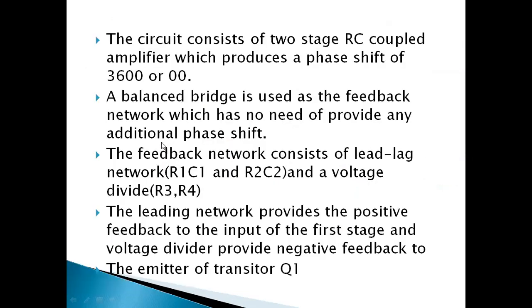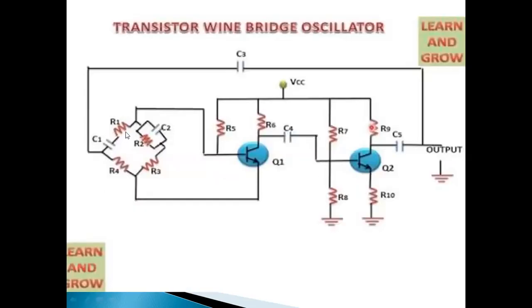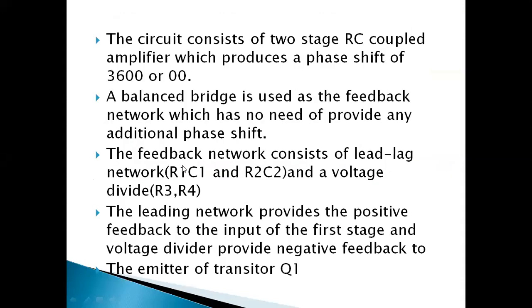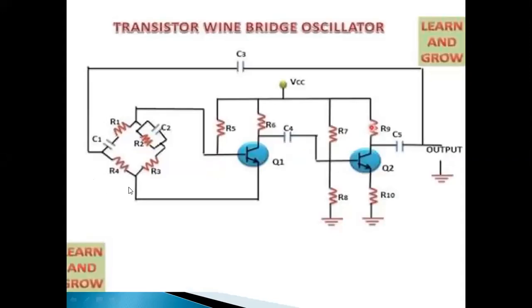Next, the feedback network consists of a lead lag network and a voltage divider. Here R1, C1, R2, C2 combination is called the lead lag network, and the R3 and R4 combination is called the voltage divider. So the feedback network consists of the lead lag network and the voltage divider network. The leading network provides positive feedback to the input of the first stage, and the voltage divider provides negative feedback to the input. Here this is the feedback network, and this is the output.